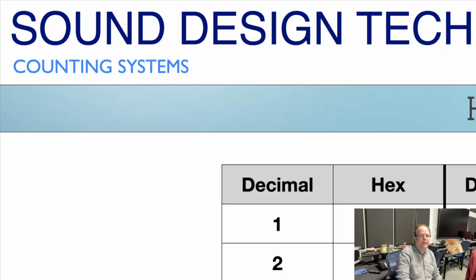Okay, all right. So here's hexadecimal and decimal right next to each other, ranging from values of 1 to 30.